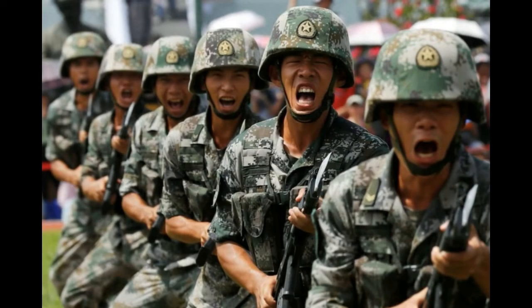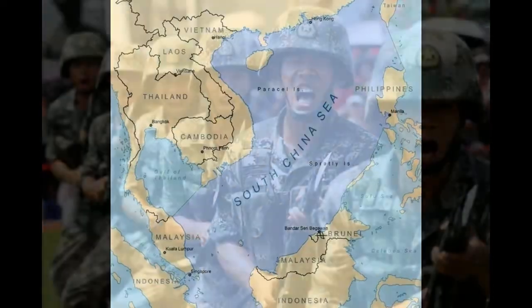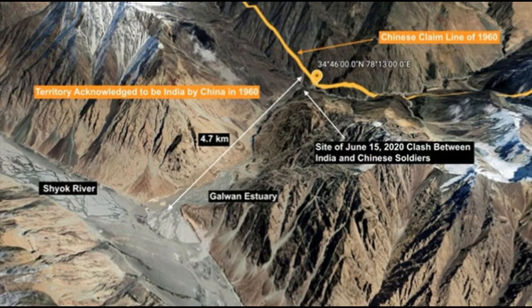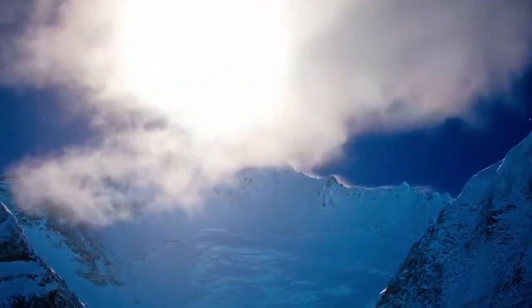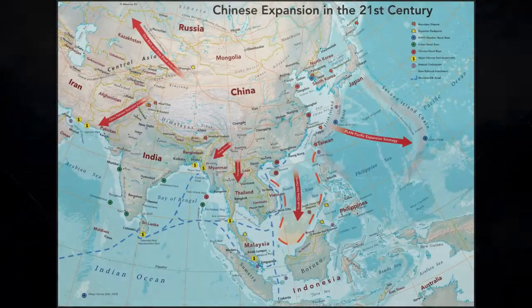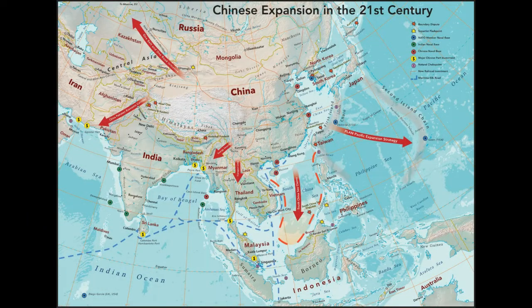Chinese aggression in occupying land is growing day by day, from disputes with several nations in the South China Sea to disputes with India in Galwan Valley. China recently claimed that Mount Everest of Nepal falls into Chinese territory. By these stats, we can say that China is aggressive at expanding its land.